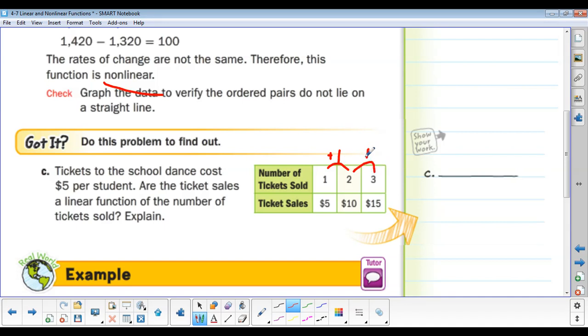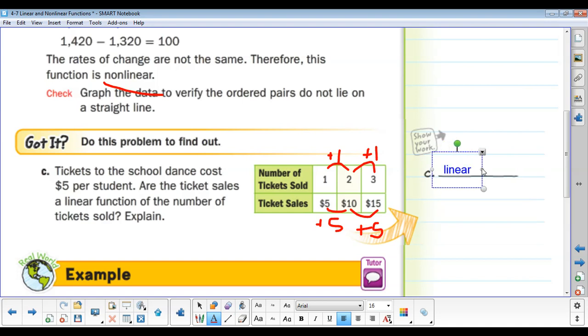This goes up by 1. So for the number of tickets sold, that checks out. This goes up by 5. This goes up by 5. This is the same amount. So I'm going to go ahead and say that it is linear. My explanation is it has a constant rate of change.